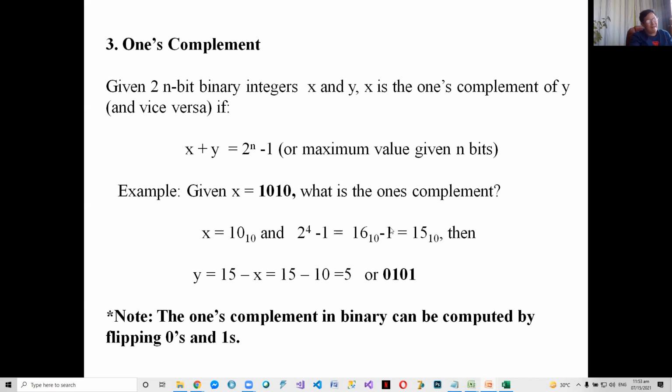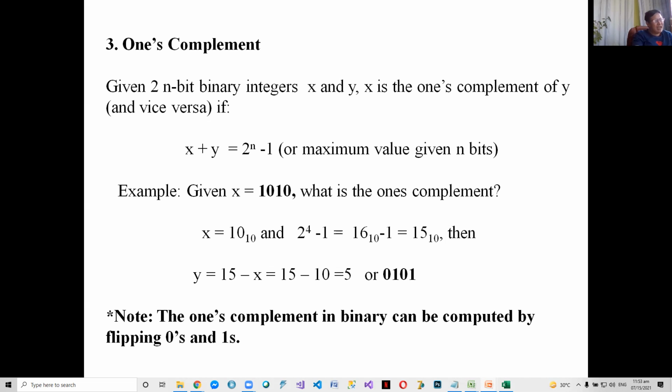Minus na natin yun ng 1, because x and y are 1's complement if x plus y is equal to 2 to the n minus 1. Okay? So 16 minus 1 is 15. So 15 minus 10, 5 is the 1's complement of 10. Do you follow? What is the 1's complement of 10? 5. Bakit? 10 plus 5 is 15. The next power is 16. I hope you follow, no?